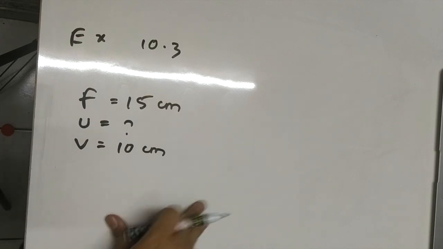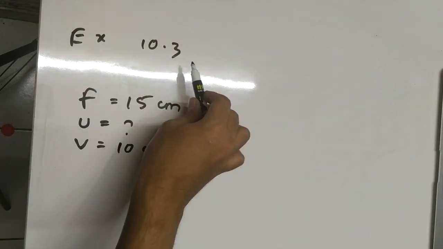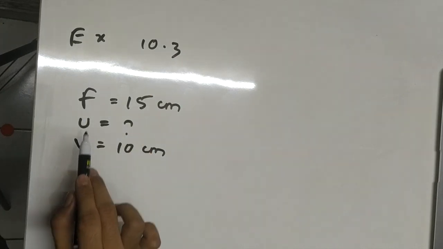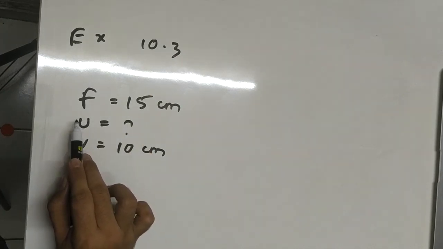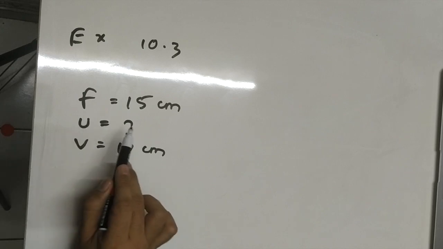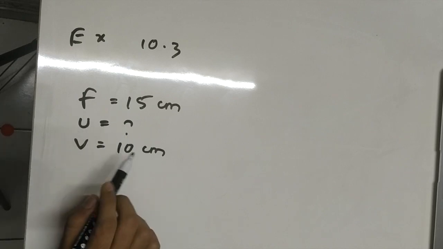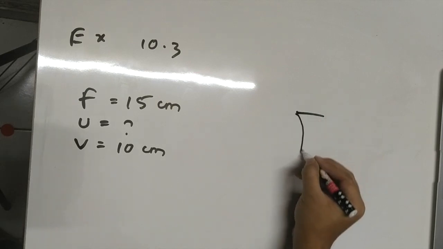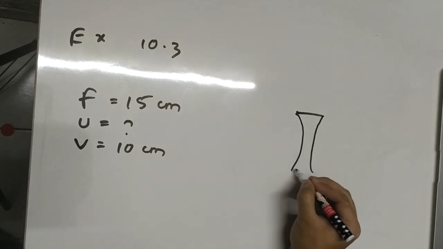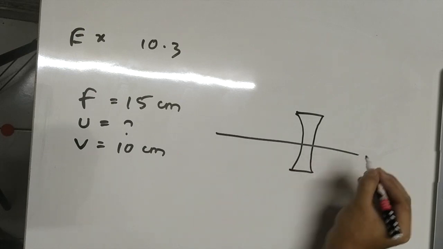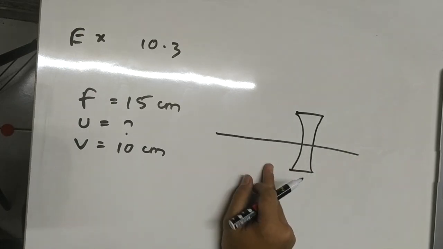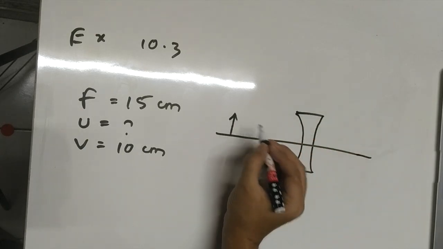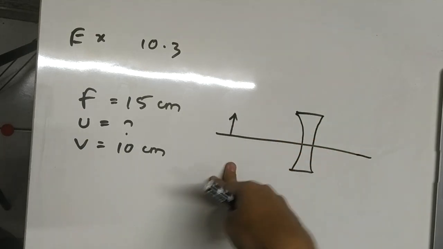Now let us solve some problems. We have example 10.3. They have given for a concave lens focal length is 15 centimeter, and we have to find where we have to keep the object, that is we have to find U. Image they have given us 10 centimeter. Now for concave lens, let us remember, always concave lens diverges, and always lens is towards the right, object is towards the left.